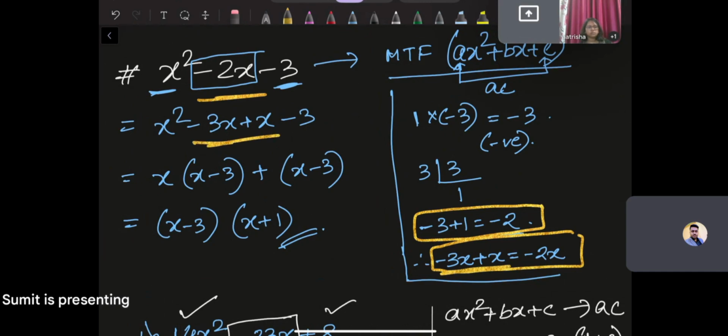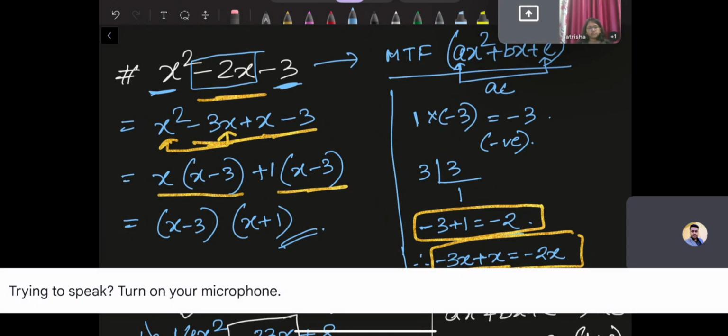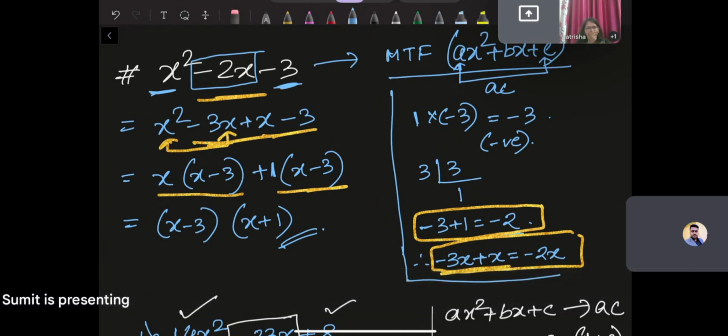Sum is done. Take common from the first two. That is x into x minus 3. Take common from the last two. That is only x minus 1, x minus 3. So we can take common only 1 from them. Okay. So then if you take common x minus 3, x plus 1 will be your answer.